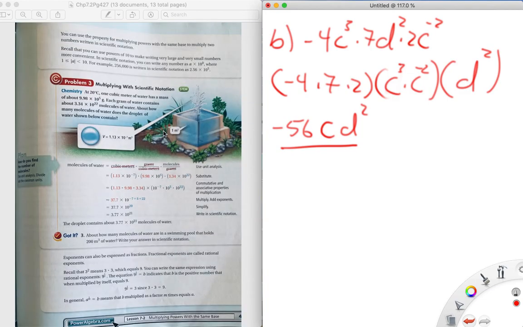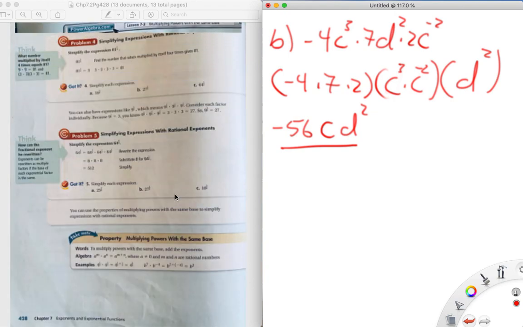They have a scientific notation one. I don't anticipate giving you a scientific notation type question on the test, so you don't really have to worry about it, at least when it comes to multiplying these out, so I don't really feel the need to go over that.